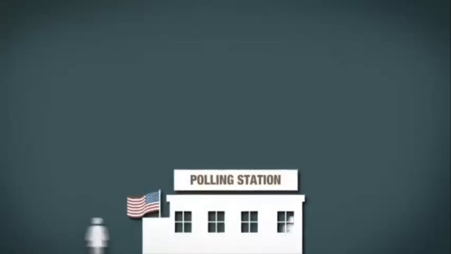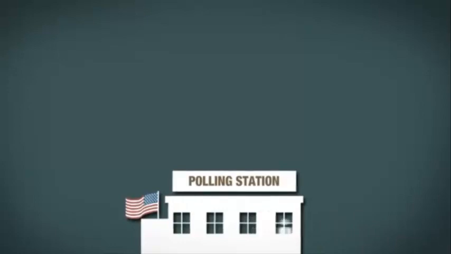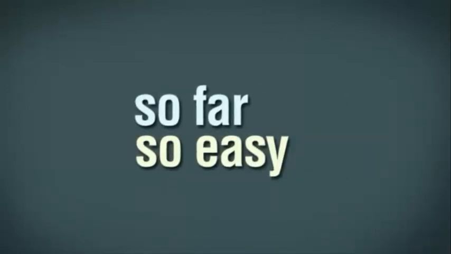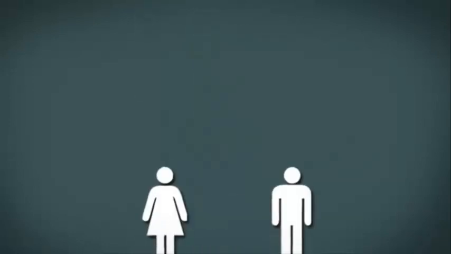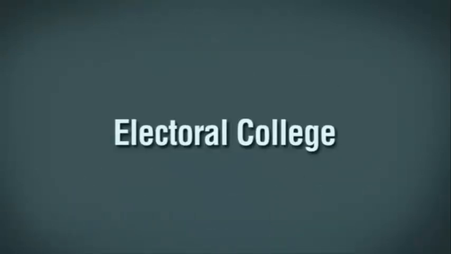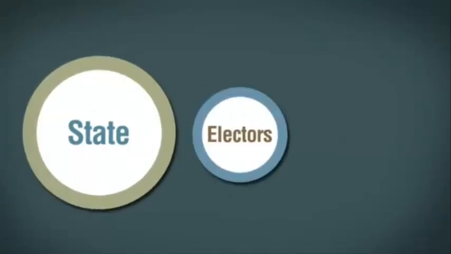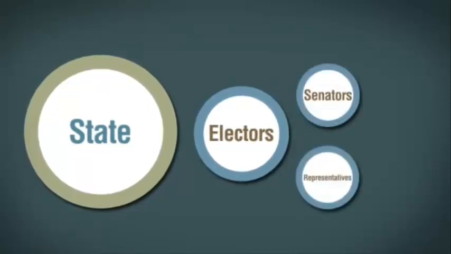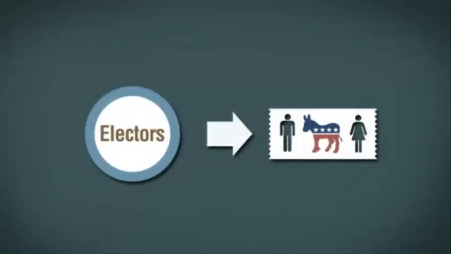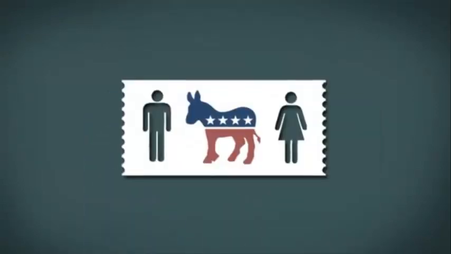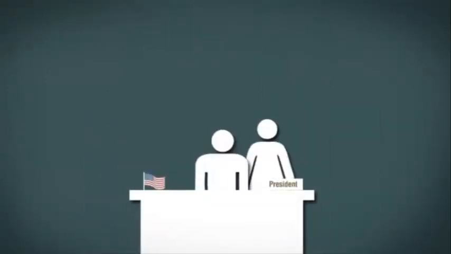When it comes to election day, the public go to the polls to vote for one presidential ticket. So far, so easy. However, the public don't vote directly for their choice of president. Instead, a system called the Electoral College is used. Each state is allocated a number of electors that will make the final choice. A state has the same number of electors as it does senators and representatives. In most states, all the electors will vote for the presidential ticket which received the most support in the public vote. Finally, the presidential ticket with the most Electoral College votes becomes President and Vice President of the United States of America.